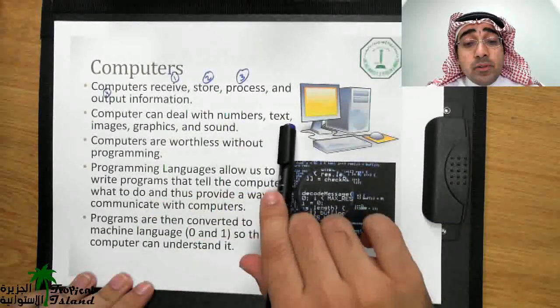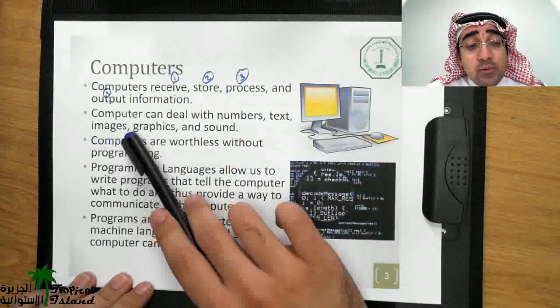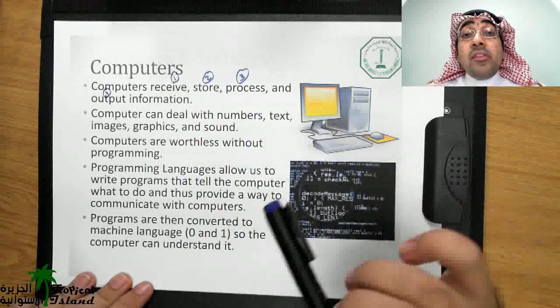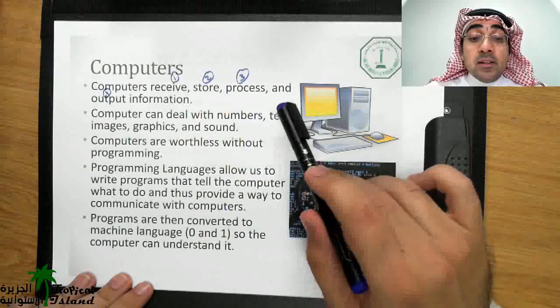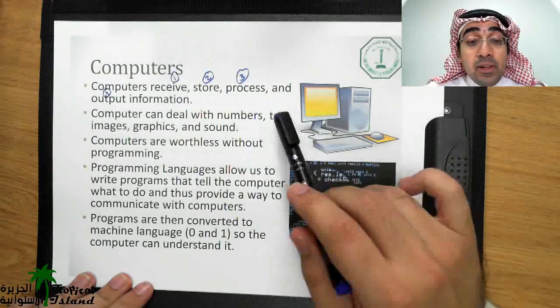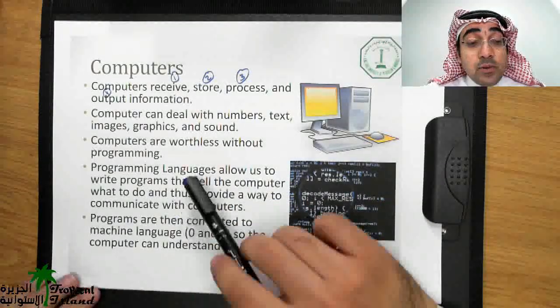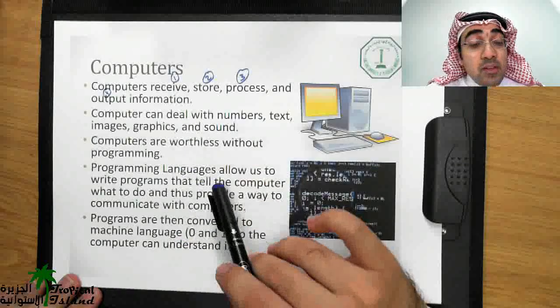Computers can deal with numbers, text, images, graphics, and sound. Okay, we make them do this because we want them to help us or aid us in manipulating and analyzing these things. That is why we make computers work with everything else. Okay, so a computer can deal with everything that you can actually imagine.